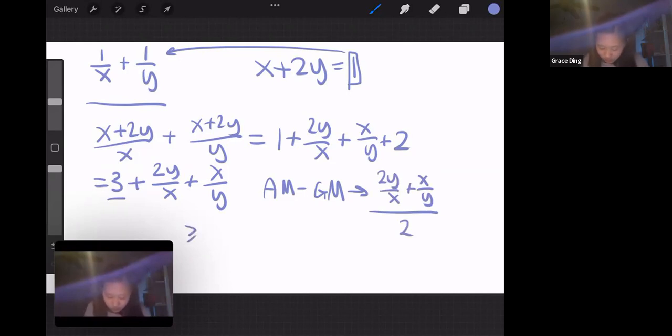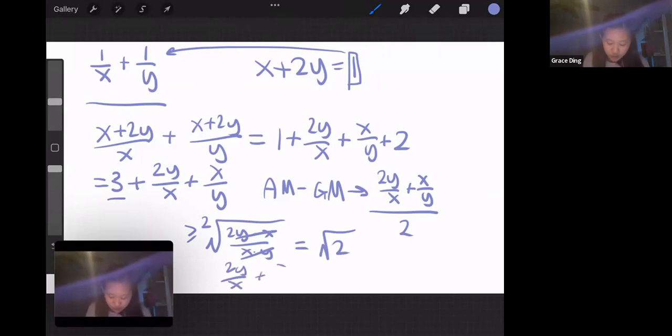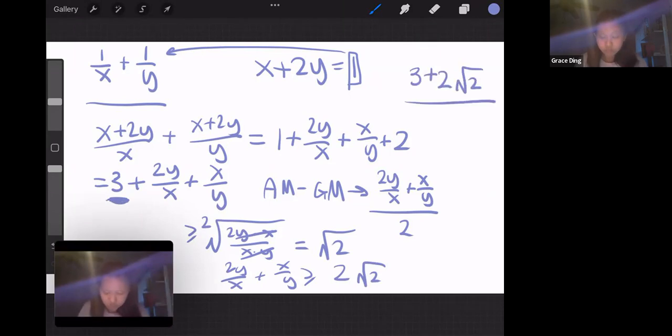This would be more than or equal to, and then we can cancel out the xy. So it would be more than or equal to root 2. And then we'll move the denominator over. So 2y over x plus x over y is more than or equal to 2 root 2. So now when we include the 3 again, we'll just add 3 to it. So the answer is this. This would be the smallest value possible.